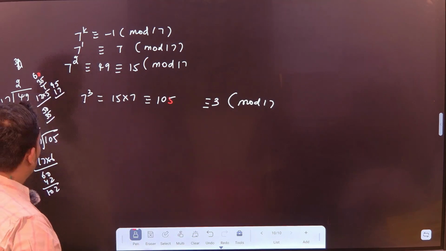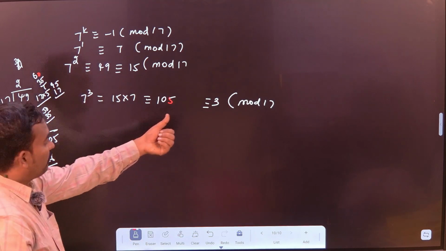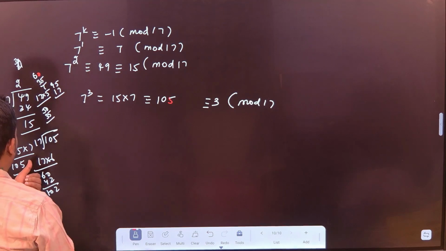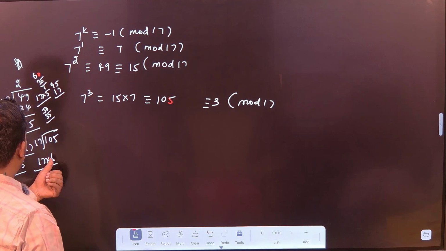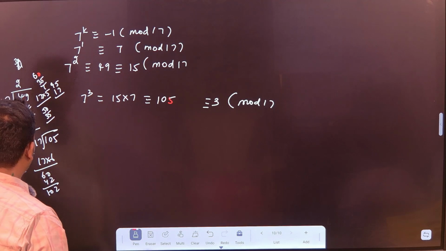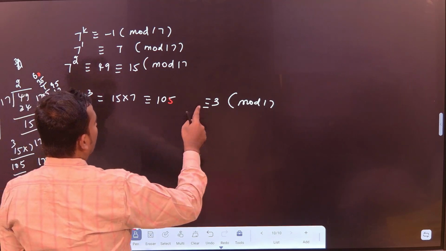Got it? 105, when you divide by 17, what is the remainder? 17 into 6 is how, what is that? 60, 42, that is 2, so 102. So the remainder will be 3.